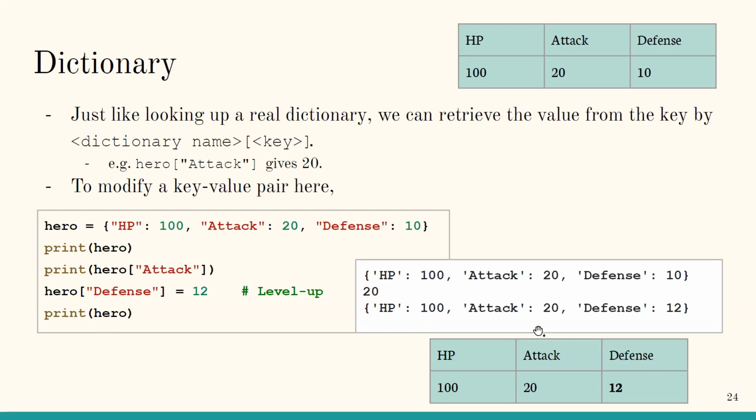And if you print that again, you can see that the value of defense is changed to 12. Okay, which means that you can change it. This is mutable. Okay, this dictionary. You can reassign the values in dictionary.